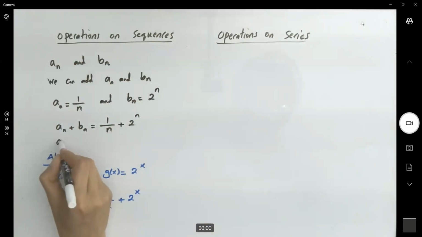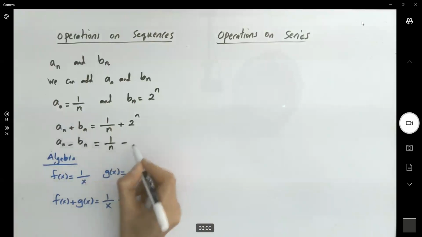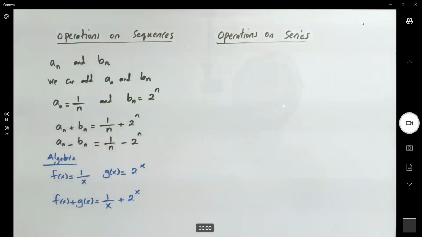A sub n minus B sub n is 1 over n minus 2 to the n. Again, from algebra, if you have two functions, you're allowed to find the difference between them. Why not? f of x minus g of x was 1 over x minus 2 to the x. It's just a new function.